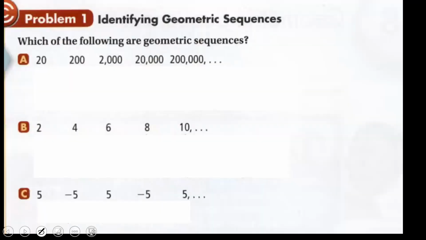Now let's do Got it 1, the Got it that we talked about in the previous lesson. Got it 1 now. Which of the following are geometric sequences? If the sequence is not geometric, is it arithmetic? Let's see now.